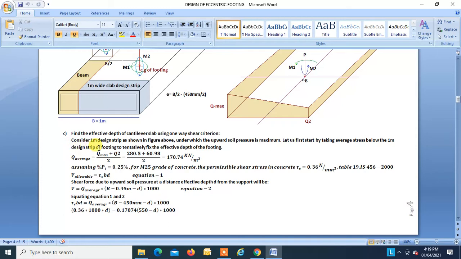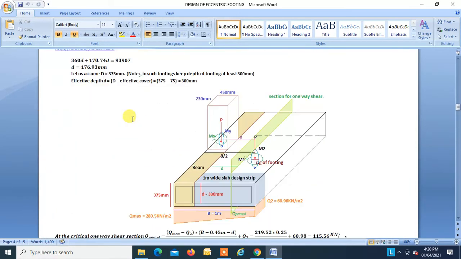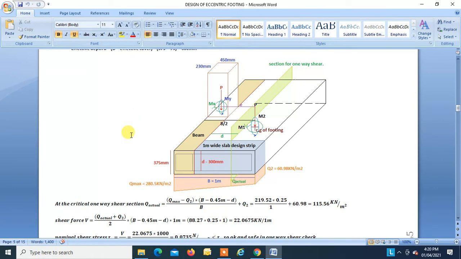Design of the footing. Let us first start by taking the average stress below the 1 meter design strip of the footing to tentatively fix the effective depth of the footing. Okay, all right, let me show you this diagram.